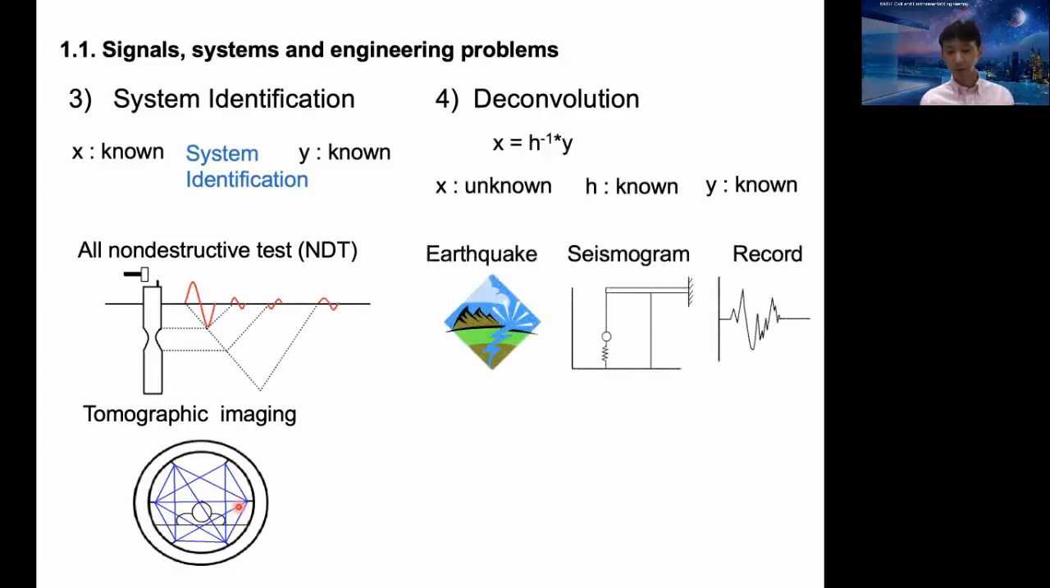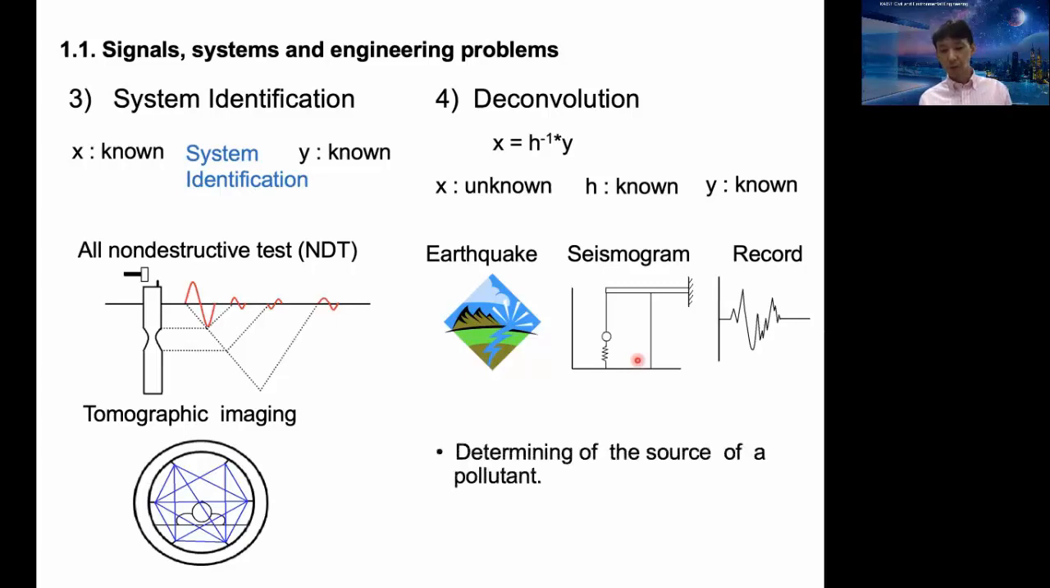Deconvolution. So we have an earthquake record, that's the Y output, and the seismogram is the system, and then we can estimate the magnitude of the earthquake. That's going to be the input. Or we have a record, and maybe the ground is the system. Then from three locations, we can identify the origin, the location of the earthquake source.